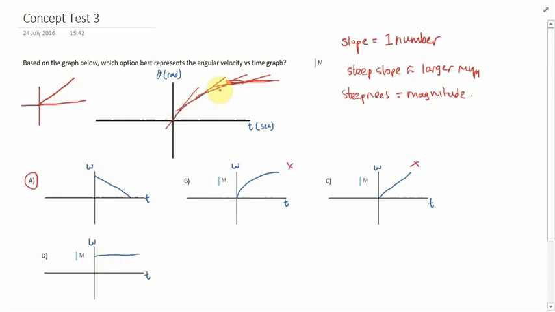But in a curved graph, it was getting smaller and smaller, and ultimately going down to 0, which means it was probably slowing down, right? It was constantly being decelerated, which is something we'll look at in the next video when we look at angular acceleration.